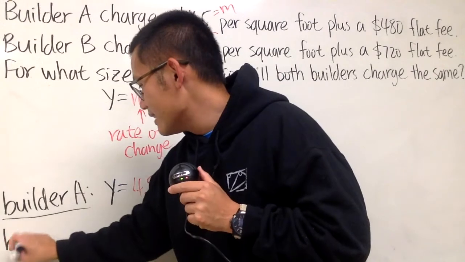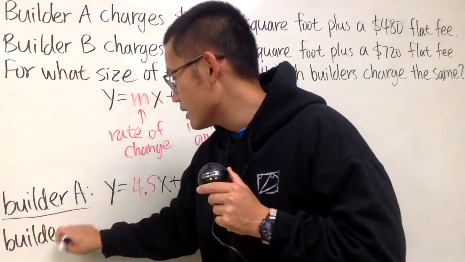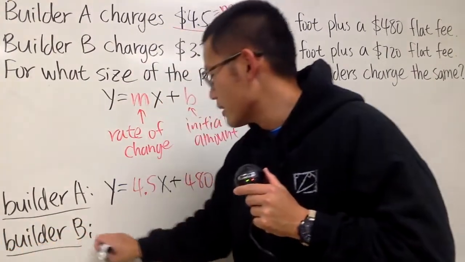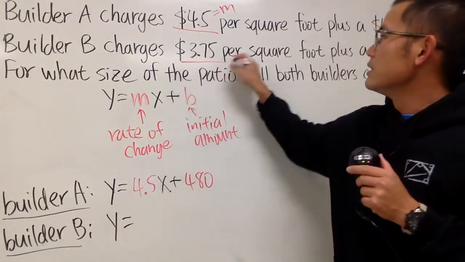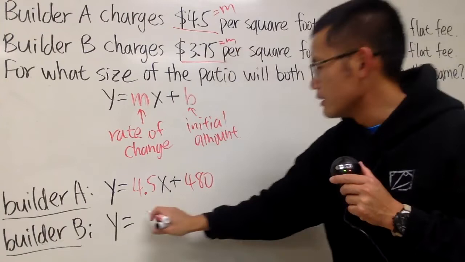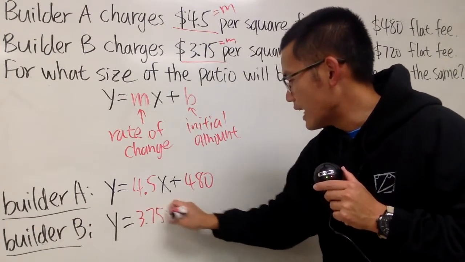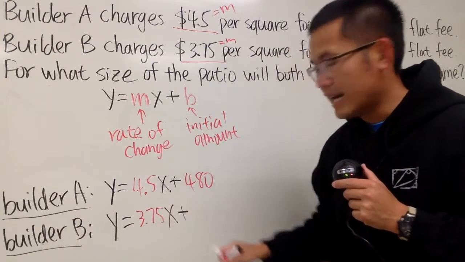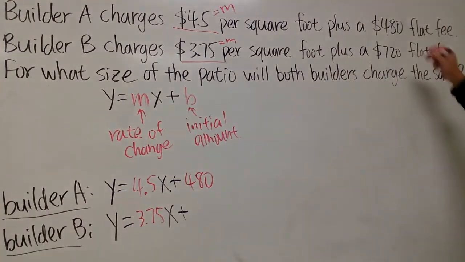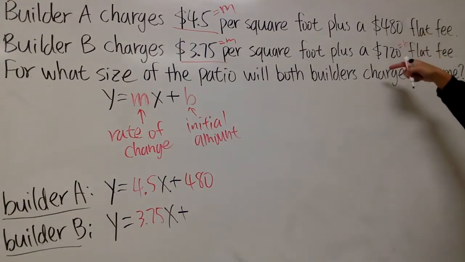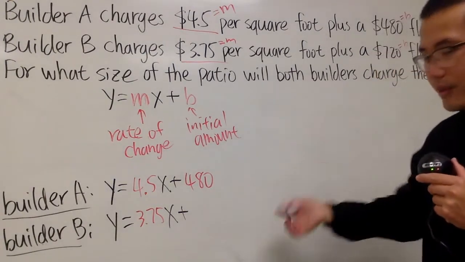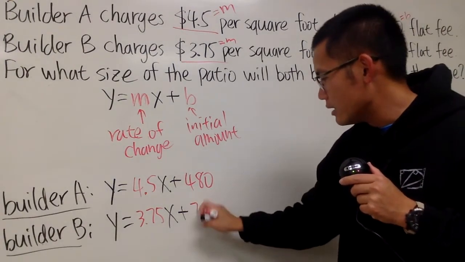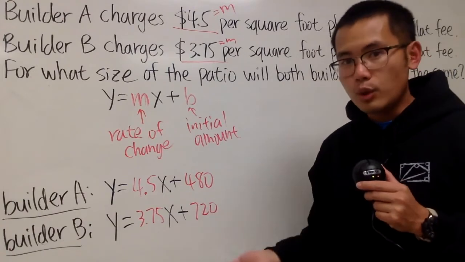All right, on the other hand, Builder B, same thing. y equals, well, the rate of change for that is this. This right here is the m. So I'll put down 3.75 times x, and we add, and this right here is the initial fee for that, so it's the b. Likewise, this right here was the b for the first one. So for the second one, here we have 720, like this. So these are the equations.